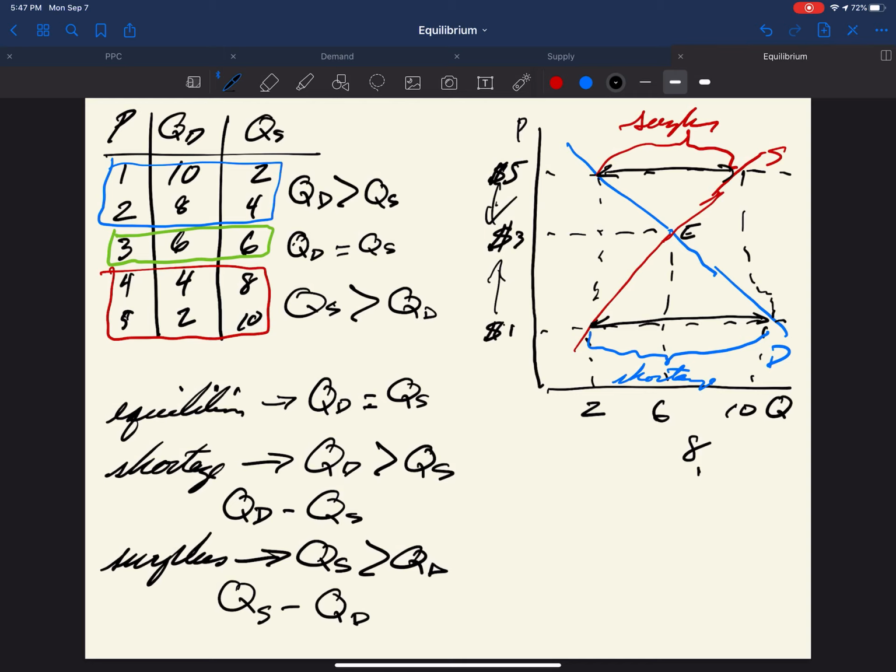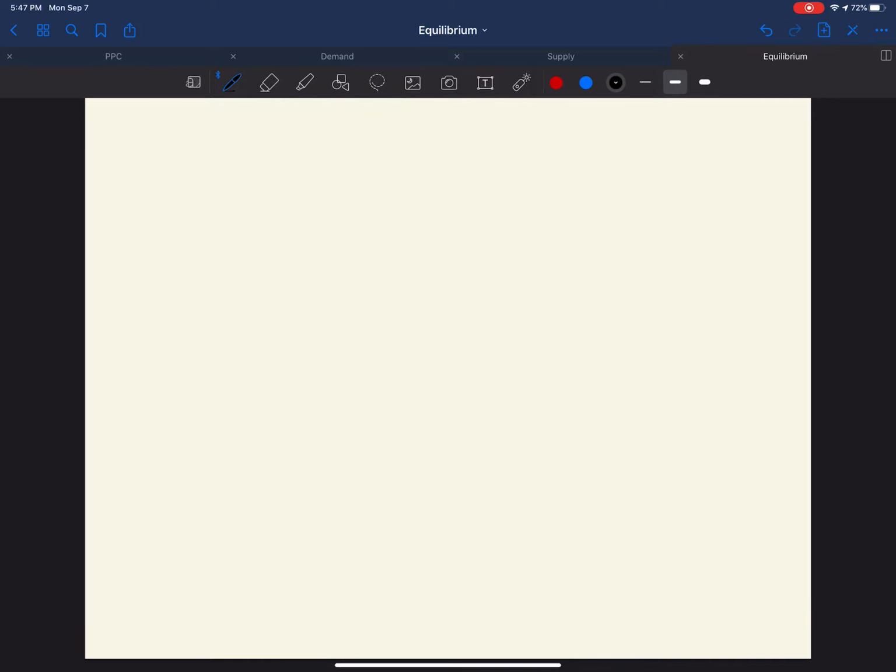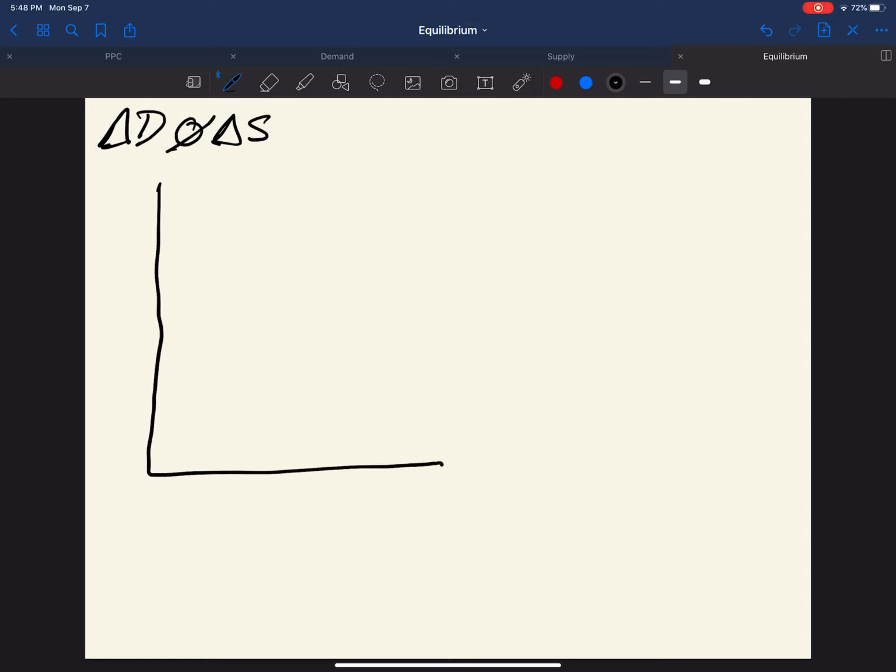All right. But now let's talk about shifts in equilibrium. There's 3 types of scenarios that you're going to see. Okay. The first is there's going to be a change in demand with no change in supply. We're going to work on those first. The second is a change in supply with no change in demand. And then finally, a change in both demand and supply at the same time. So, drawing these out.